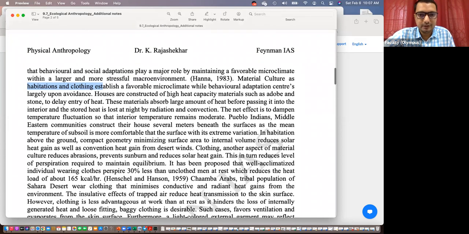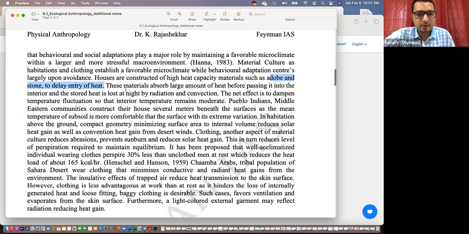Houses are constructed with high heat capacity materials such as adobe and stone, and they are designed in such a way that heat enters late, so it gets cooled down in the process. The materials absorb a large amount of heat before pushing it into the interior, so the external part is covered like that. It is a very common practice in the designing or engineering of housing.